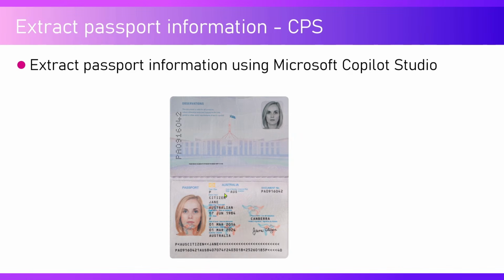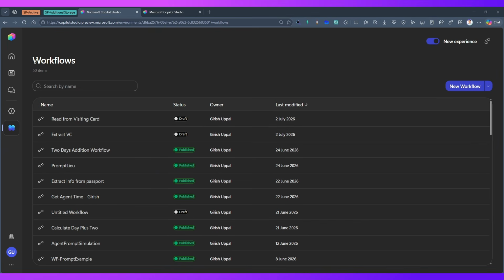This passport has name, nationality, gender, country, place of birth, all this information, and it's got a document number as well. So let's go ahead and start extracting this information. Let me jump into the demo over here.